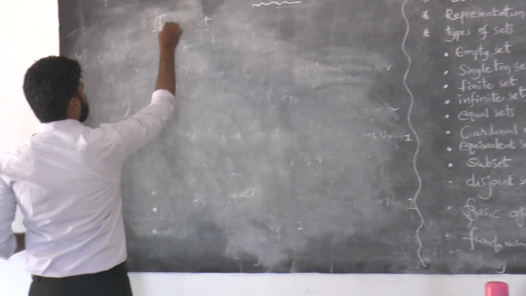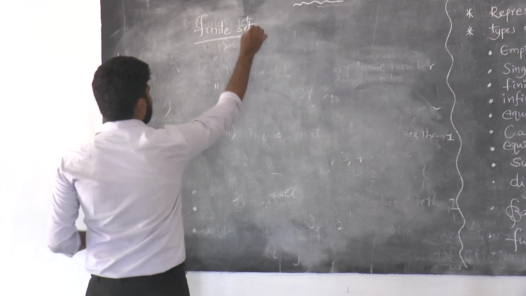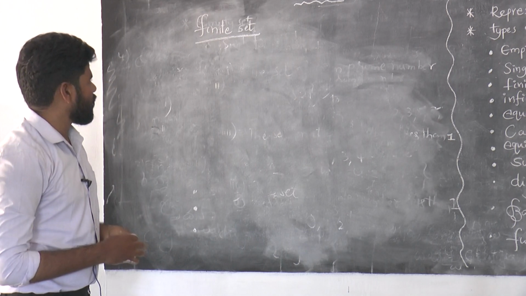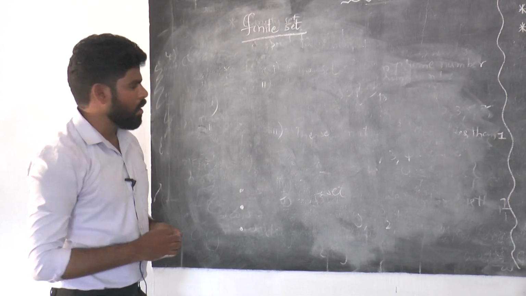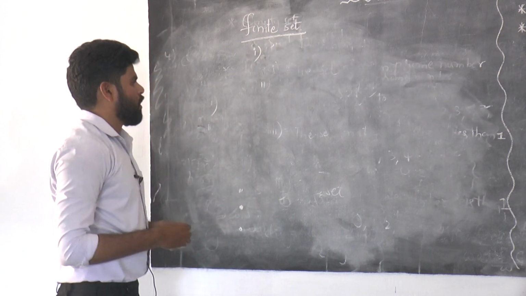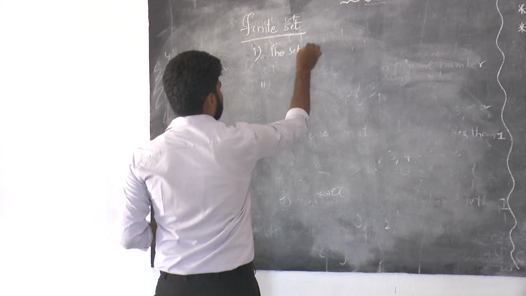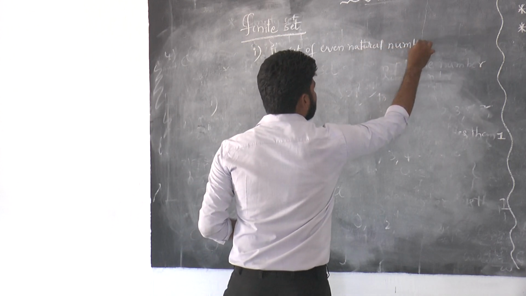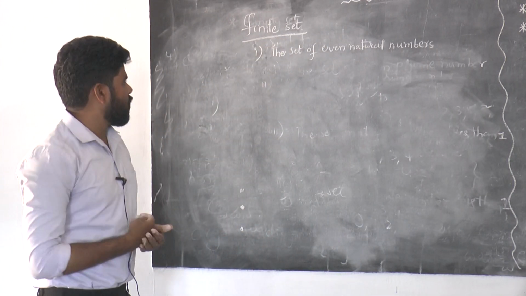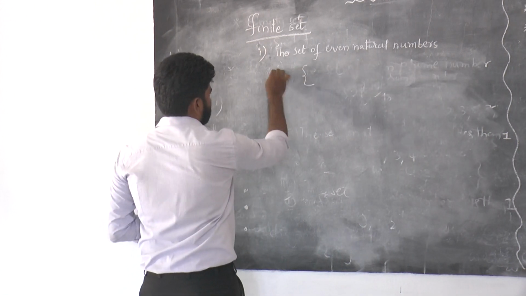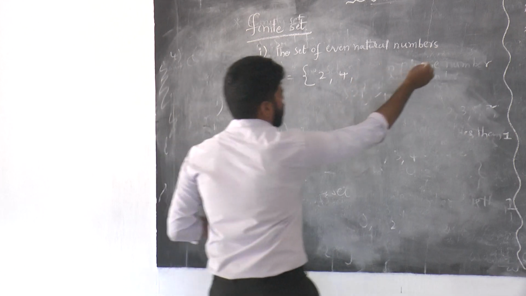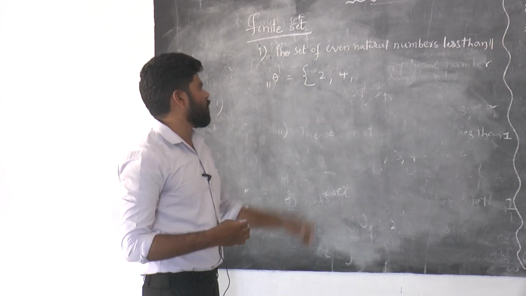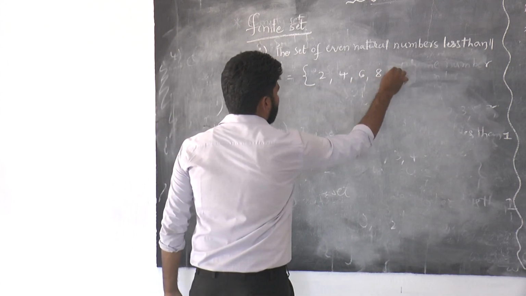What is meant by finite set? Finite set means in a given set it is possible to count the elements. They are called finite. For example, the set of even natural numbers. We know what natural numbers are, and also we know what even numbers are. Let's take A is equal to 2 comma 4 comma 6 comma 8 comma 10, the even natural numbers less than 11.